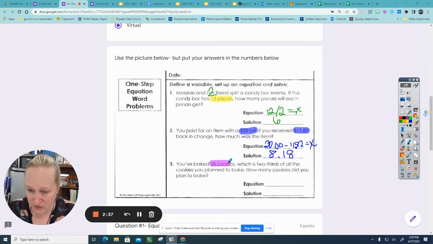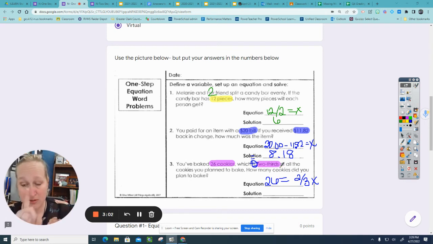You've baked 26 cookies, which is 2/3 of all the cookies that you plan to bake. So this one is tricky because of this word right here. What that means is it means equals. So basically your equation will be 26 equals 2/3 x. Now, it was written that way, but do mathematicians like the x on the right side? No. So what you need to write or type is 2/3 x equals 26.